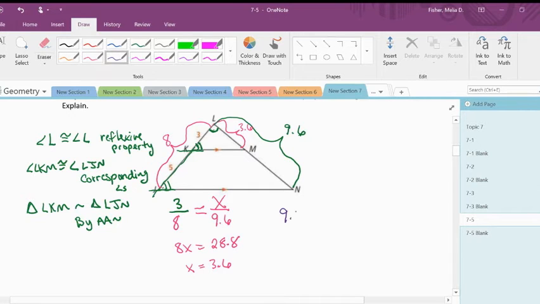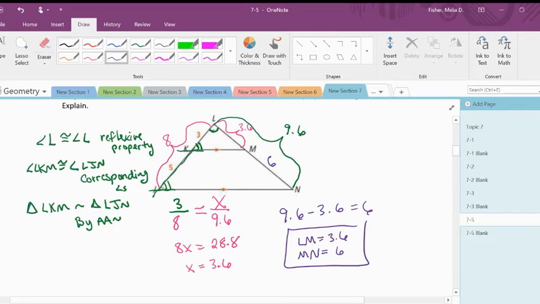Now to find the rest of the length, we need to say 9.6 minus 3.6. And that gives us 6. So this is 6, and that is 3.6. So to make sure our answer is clear, LM equals 3.6 and MN equals 6. That is our final answer. Go ahead and pause the video while you do the try it.